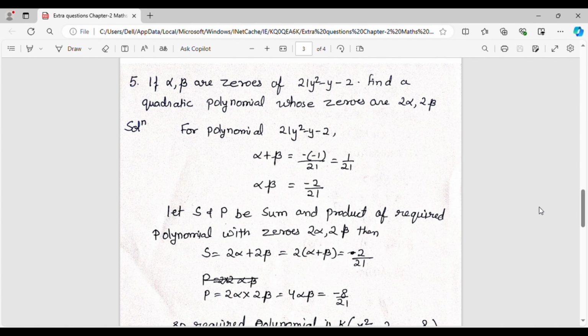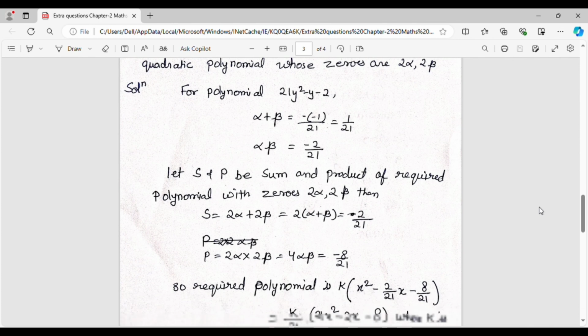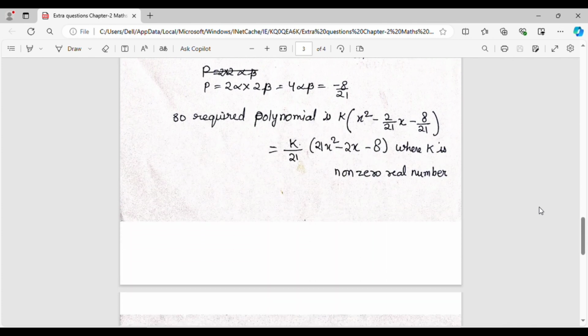And we will substitute the value of alpha plus beta from the previous part of the question. Similarly, we will find the product, which would be 2 alpha multiplied by 2 beta, and it will be equal to 4 alpha beta. So the required polynomial would be k bracket x square minus 2 upon 21x minus 4 upon 21, which would be our required polynomial.